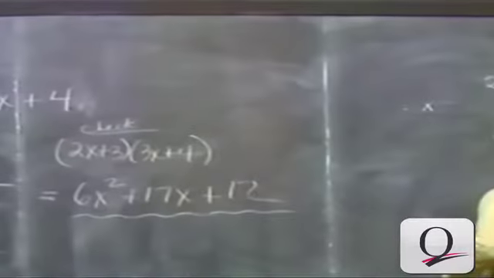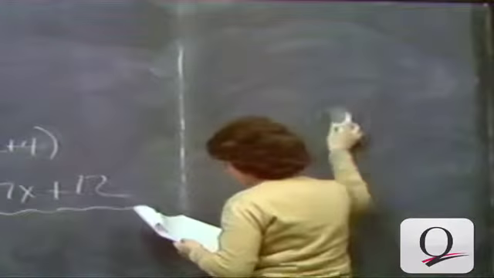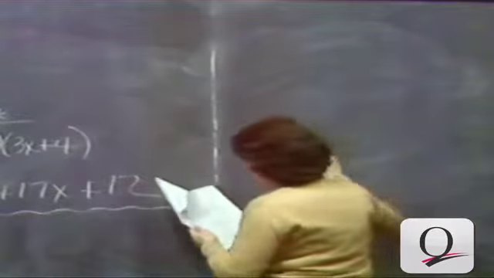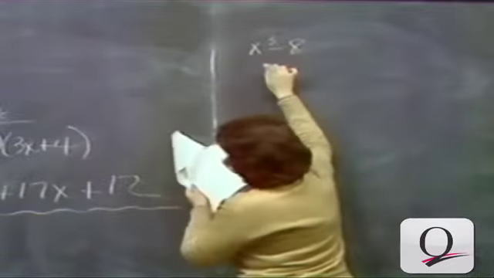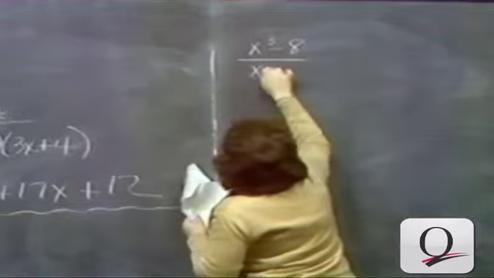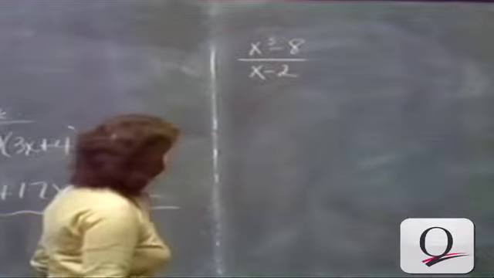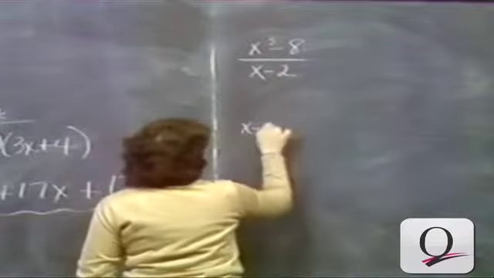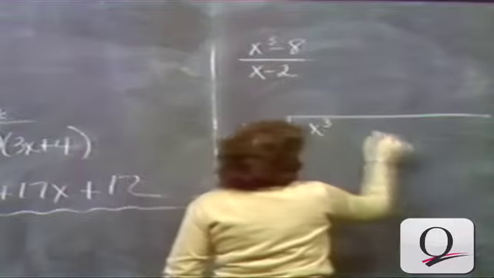Okay, let's try one more example. X cubed minus 8 divided by x minus 2. That means x minus 2 into x cubed minus 8.